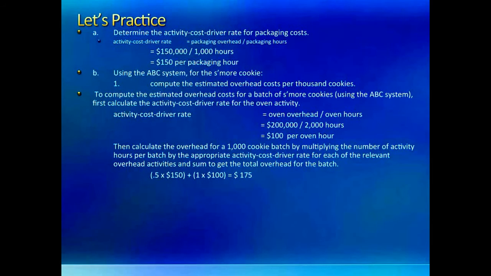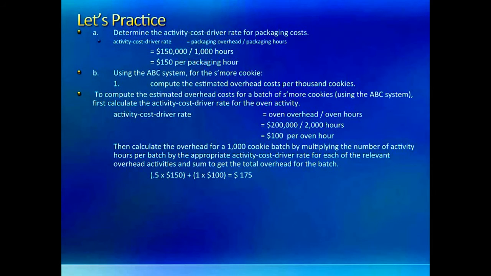Luckily, we are given the activity usage for a batch. So we take actual activity of 0.5 packaging hour and multiply it by the rate we got in part A, and then take the oven rate of $100 an hour times the oven hours consumed by a batch of S cookies. Since there is 1 oven hour, we get 1 times 150. Total overhead assigned to product S under activity-based costing would be 175.